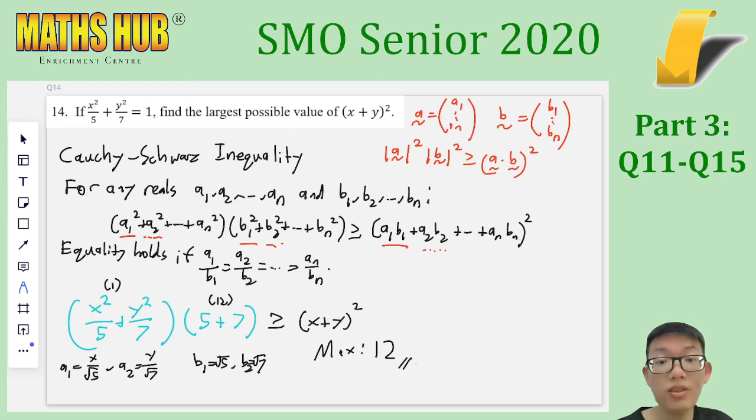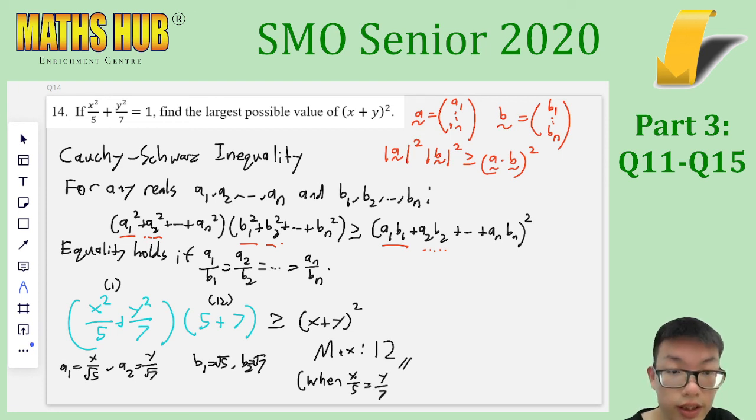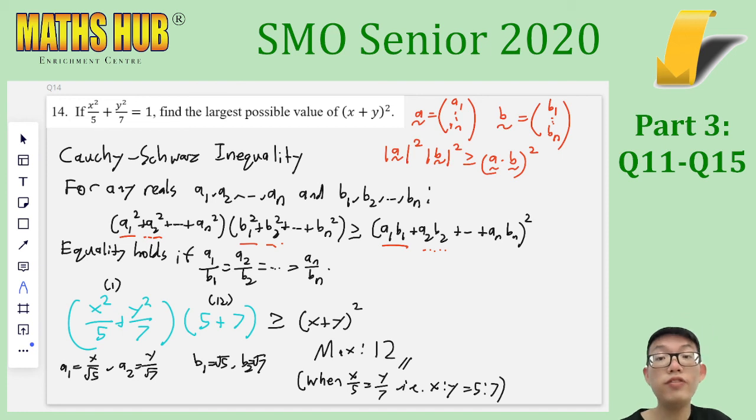Technically speaking, this is not quite complete. We should also say that x over root 5 is to root 5 is equal to y over root 7 is to root 7 in the equality case. So it happens when a1 over b1 equals a2 over b2, which is when x over 5 equals y over 7. In other words, x is to y as 5 is to 7. Now I'll leave you to see the actual value where this works out. I think it is going to be 5 over root 12 and 7 over root 12, but you can work out the details on your own.